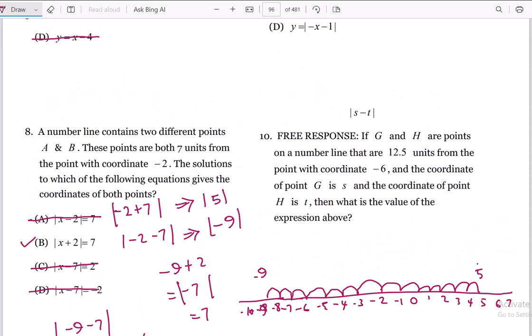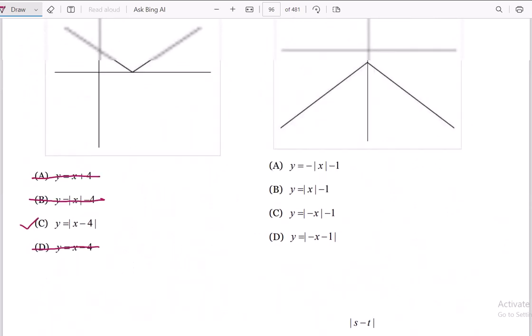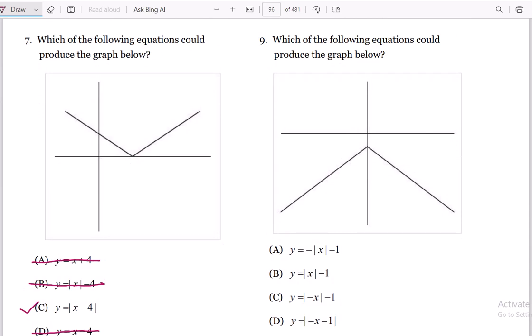Let's check question number 9. Okay, we have another absolute value graph. Which of the following equations could produce this graph? Now, this graph is very complex, right? Because it's even inverted, so it's an inverted V. And the options are quite tricky because you don't have any algebra, so you can't just rule anyone out.